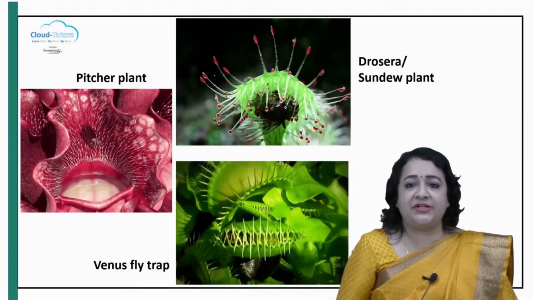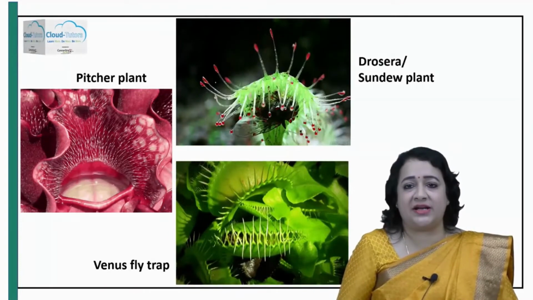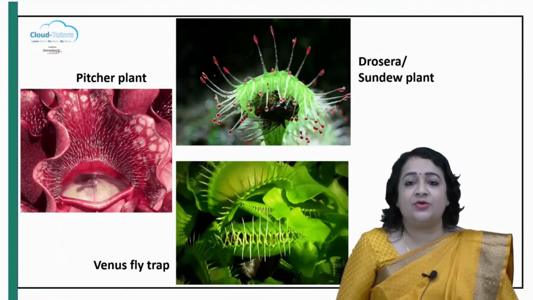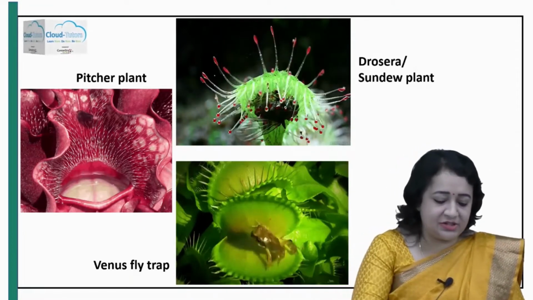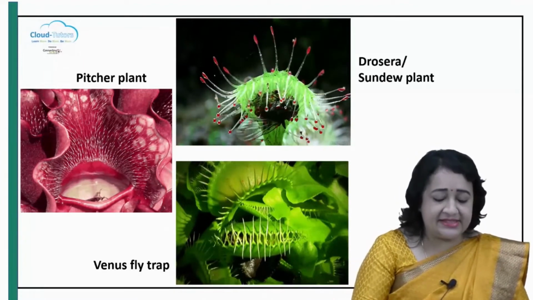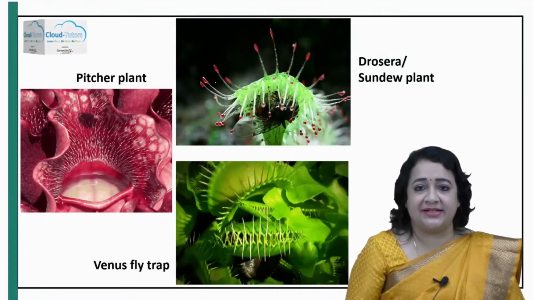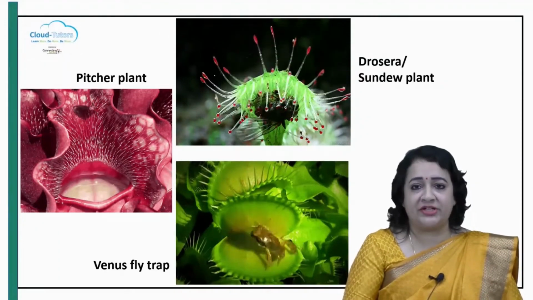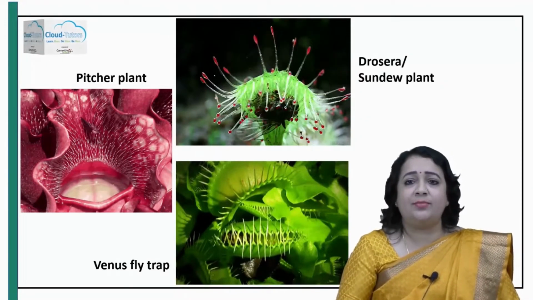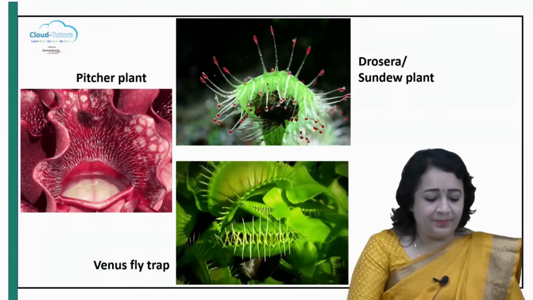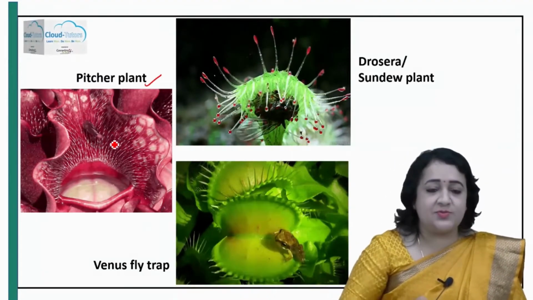If you see the picture here, these are all insectivorous plants. So these plants depend on insects to get nutrients. The first plant here is a pitcher plant. You can see an insect getting trapped into the pitcher, right? Pitcher is a flask-like structure. It is a leaf modification in this particular plant. That modified leaf secretes enzymes which can digest the insect. So this is pitcher plant.